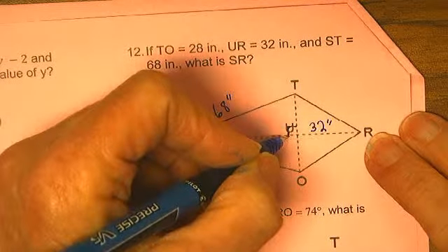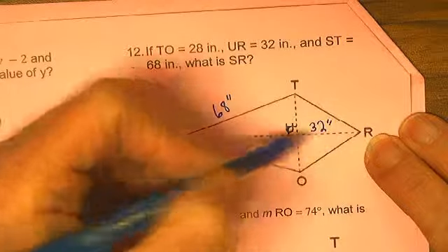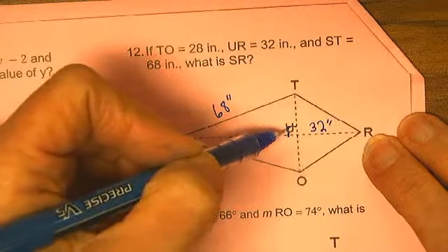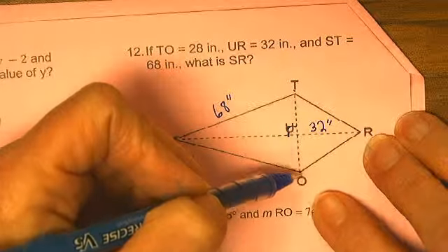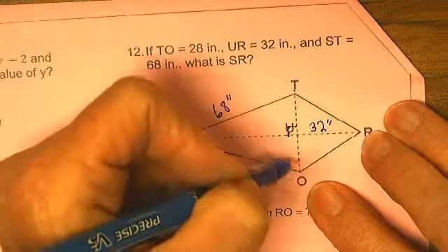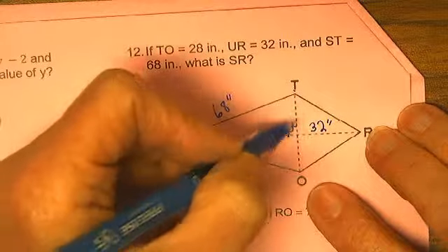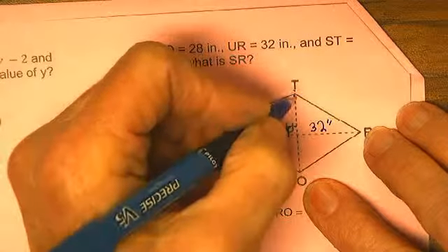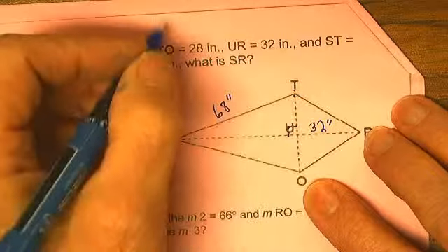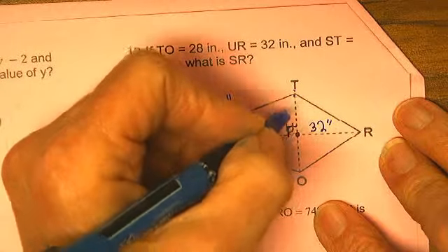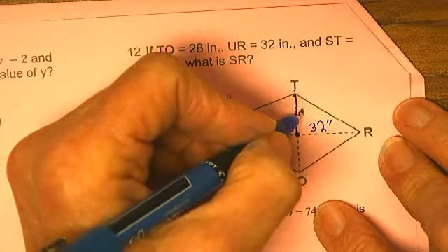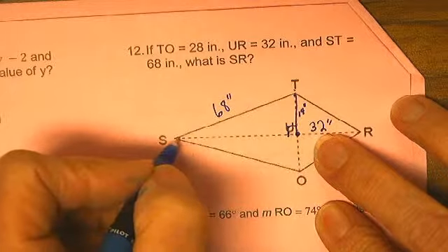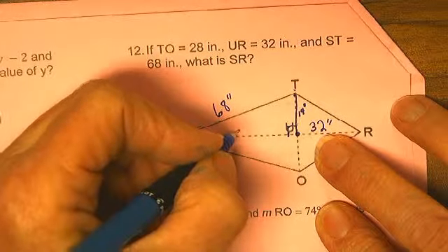We know that if we have a kite, the diagonals bisect. The diagonals are perpendicular, so this is a 90-degree angle. If TO is 28 inches, this diagonal bisects TO, so this becomes 14 inches. This length is 14 inches. So I'm going to call this piece length A.